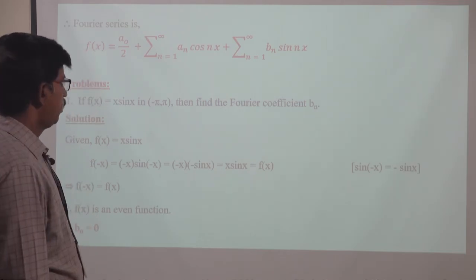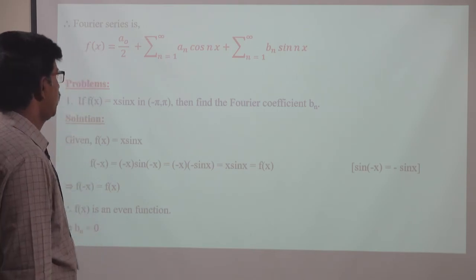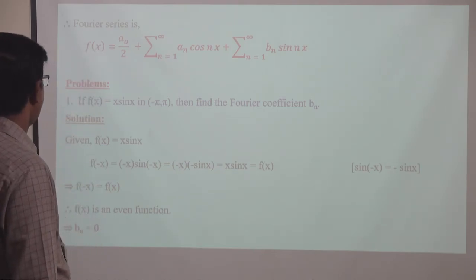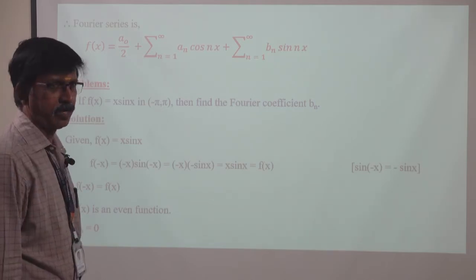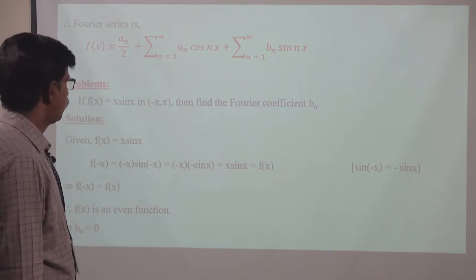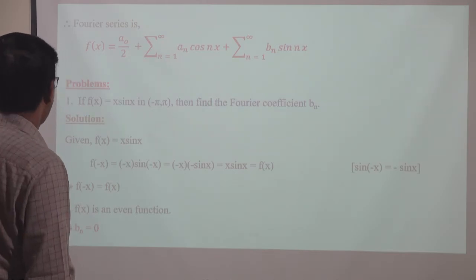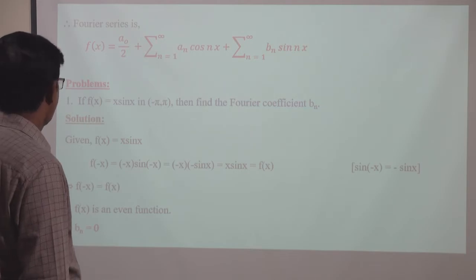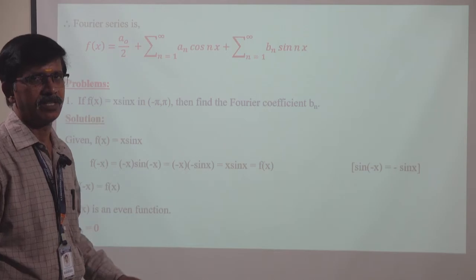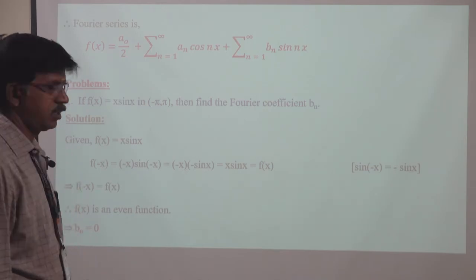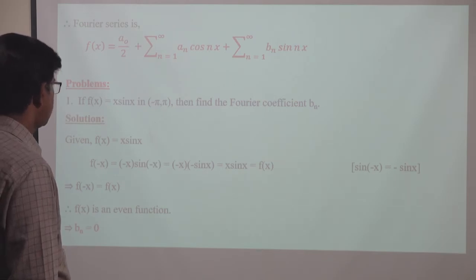Problems. Today we are going to consider some examples for Fourier series in the interval minus pi to plus pi. Problem number 1: if f of x equal to x into sin x in the interval minus pi to plus pi, then we have to find the Fourier coefficient bn. Solution. Here, the function given is f of x equal to x into sin x. We have to check whether the function given is even or odd, because the interval we have considered is minus pi to plus pi.